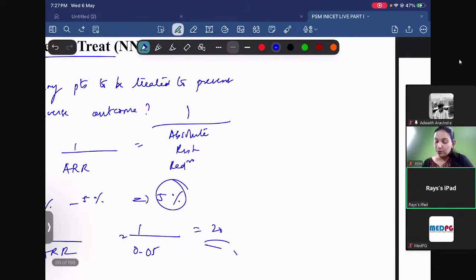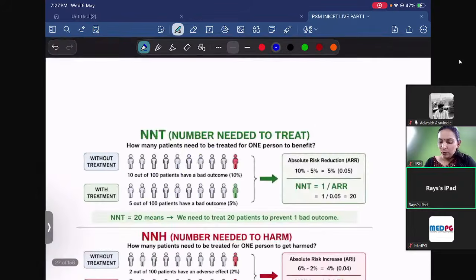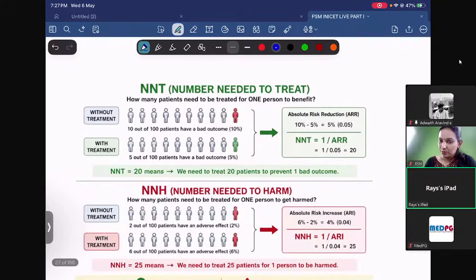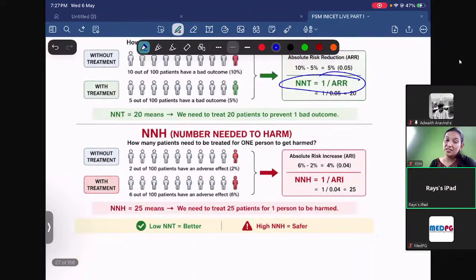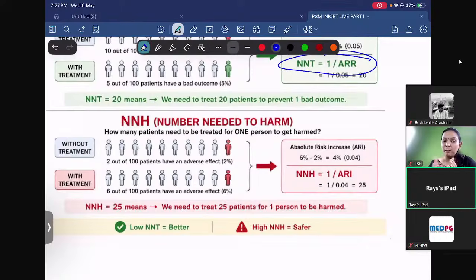Now the same thing we just explained: NNT is how many patients need to be treated for one person to benefit or to prevent one adverse outcome, and it is got by the formula NNT is 1 by ARR. Similarly, NNH is how many patients need to be treated for one person to get the side effect or get a harm. The formula is 1 by ARI. So 1 by ARR is NNT, where ARR is absolute risk reduction. NNH, or number needed to harm, is 1 by ARI, or absolute risk increase.